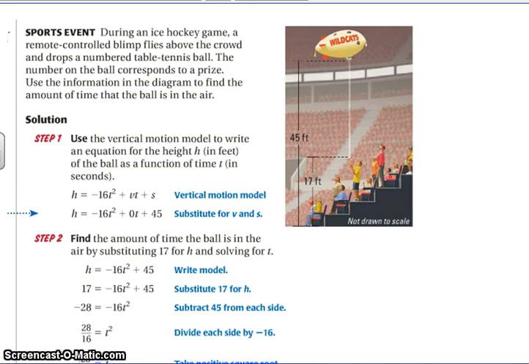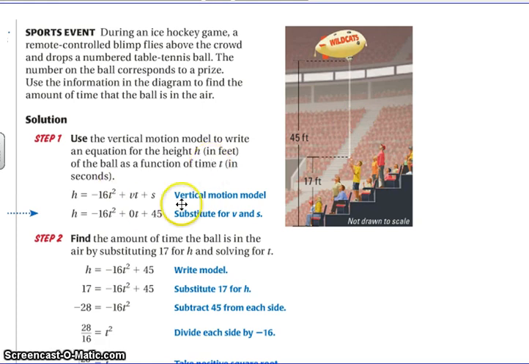Once again, because we're dealing with quadratics, we're going to see the vertical motion model again and again. This is kind of a fun thing. At an ice hockey game, a remote control blimp is flying along, and it drops numbered table tennis balls out of the basket. And so they just press a button and it drops a ping pong ball, okay? The number on the ball corresponds to some prize. So here it is, dropping.